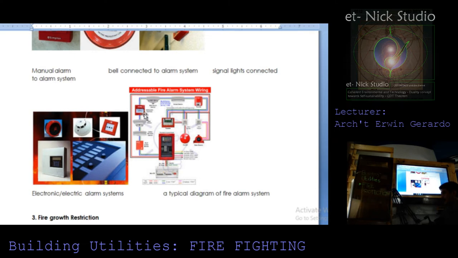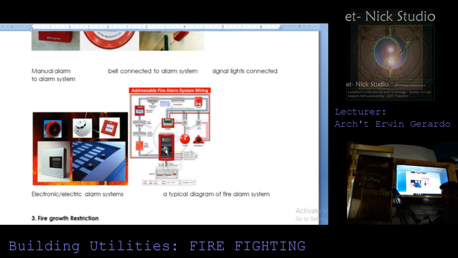Take note that it is also possible to activate the manual pull station with the help of detectors. When we say detectors, this can be the smoke detectors or heat detectors. And there is actually a fire alarm control box. This is where it transmits the signal of where fire has occurred. It is grouped into different zones. This is a typical diagram for the fire alarm system.